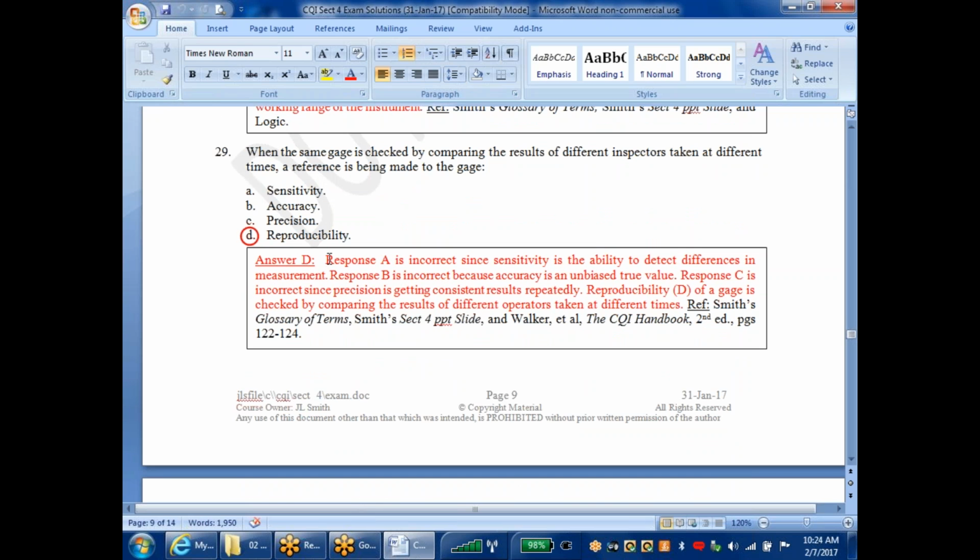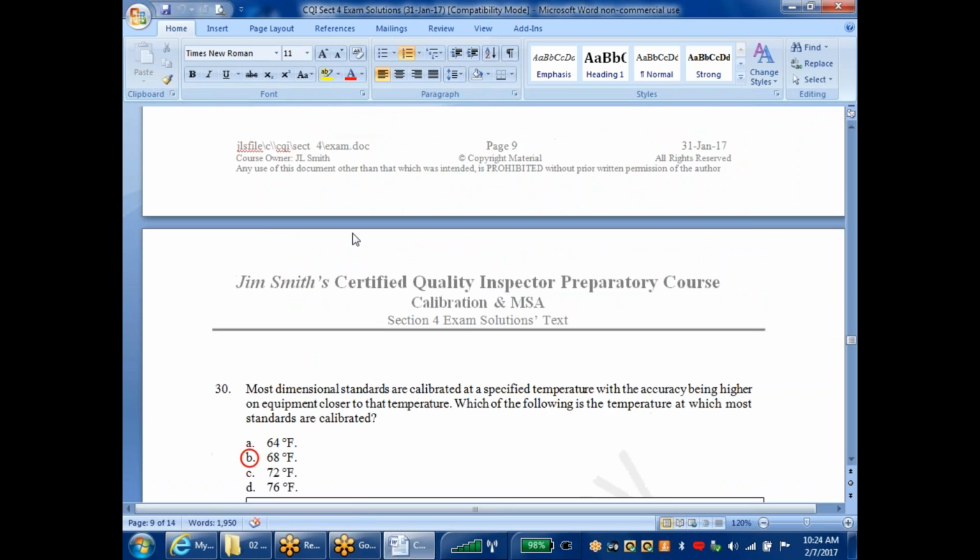29, when the same gauge is checked by comparing the results of different inspectors and taken at different times. That's important. It's not same. A reference is being made to the gauge reproducibility. So again, you don't have same gauge, same inspector, same time. You're looking at, can we reproduce that measurement? D is the right answer.